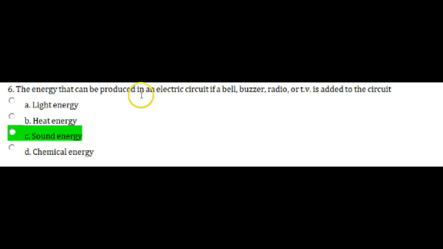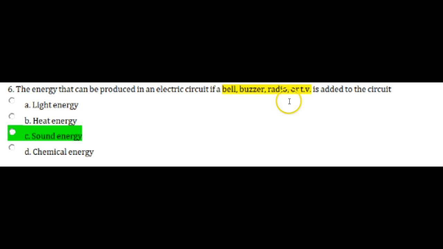This is a question that's a review as well. The energy that can be produced in an electric circuit, if a bell, a buzzer, a radio, or a TV is added to it, is what? Well, if you look at light, heat, and chemical, those might all be part of one of these. If it had batteries, it might be chemical.